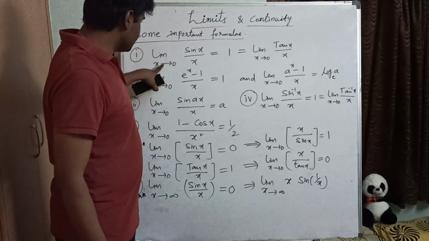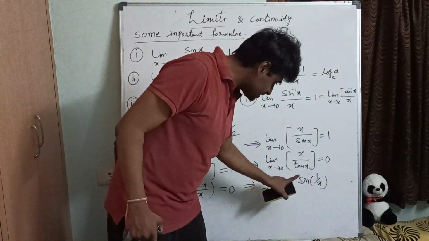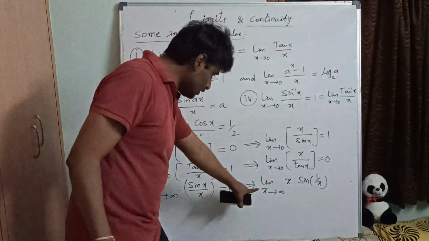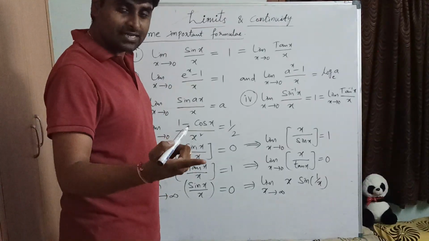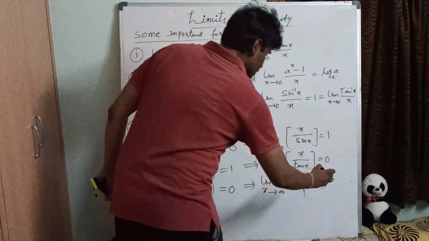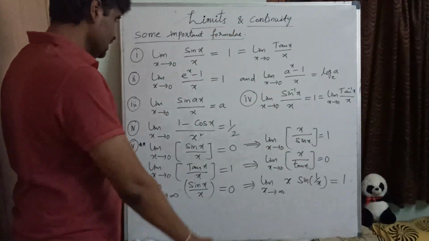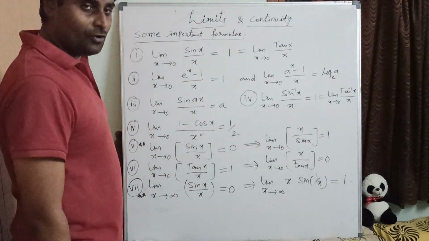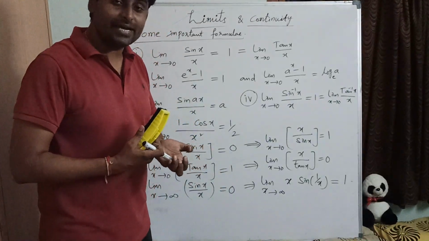That result gives us 1. Correct or not? Here also, x written down is 1 by x, and here also we can write 1 by x tends to 0. So the result is 1. So this also can be remembered directly. Clear? So these are very important formulas we generally use in solving most of the problems in IIT.